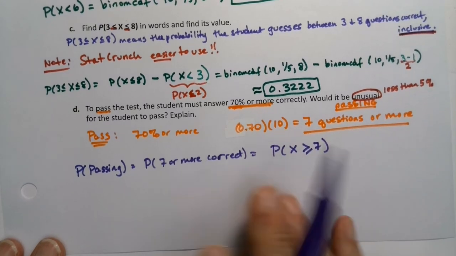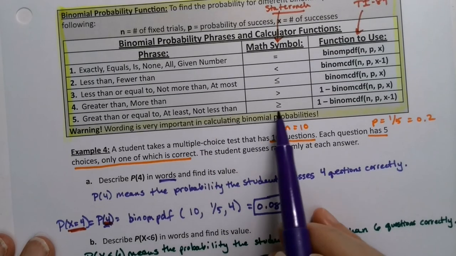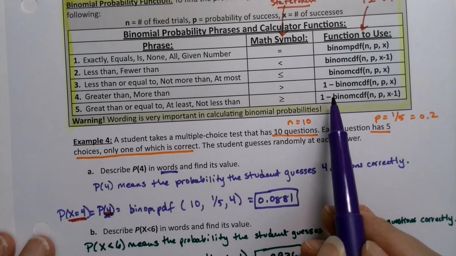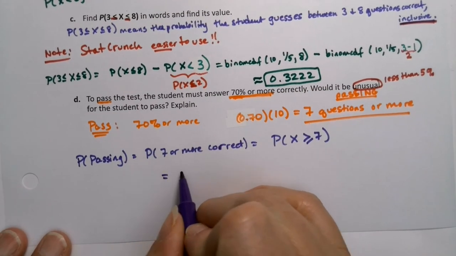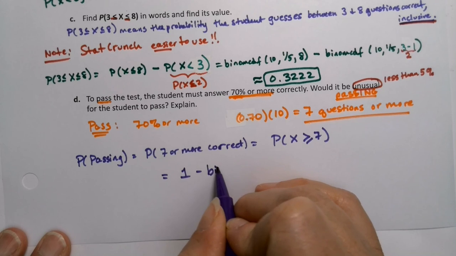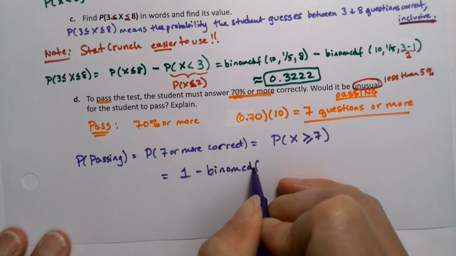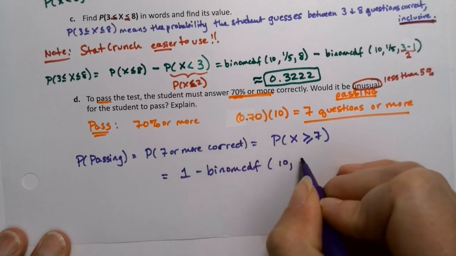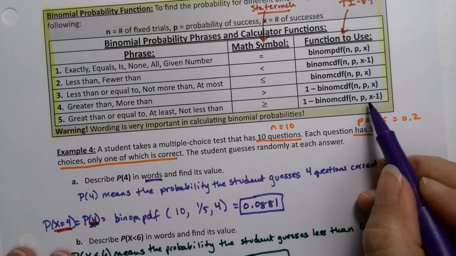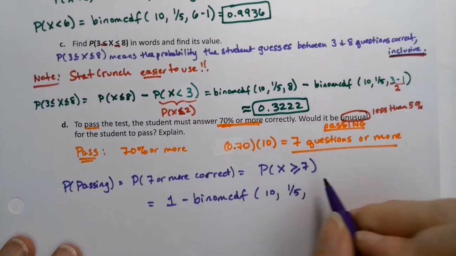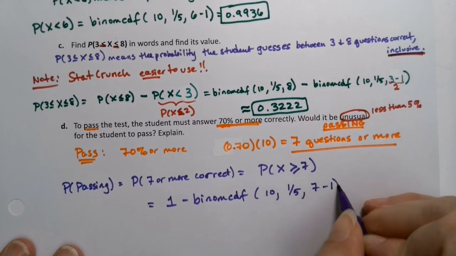Greater than or equal to, all right, let's go back up and look. Greater than or equal to is right here. So we'll type 1 minus binomcdf n, which was 10, p, which was 1/5, and x minus 1. I mean, it has it right there in the formula, x minus 1. So we type 7 take away 1.